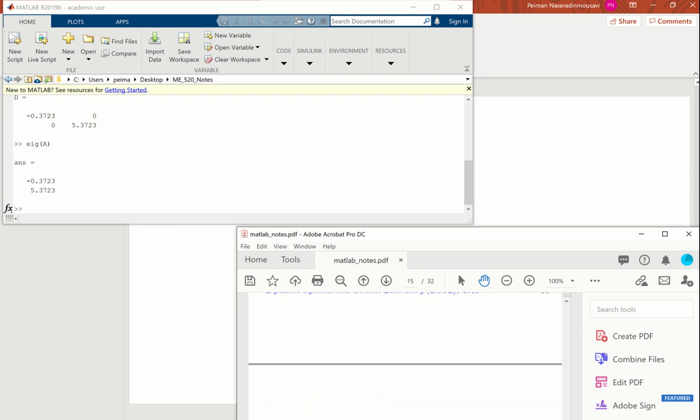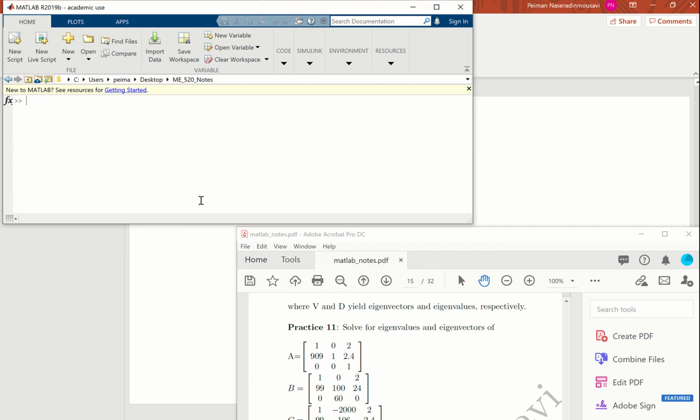And this is the command eig, that's right. But guys, look here. If I say A is 1, 0, 2, I'm talking about this 3 by 3 matrix, and 9, 0, 9, 1, 2.4, 0, 0, 1. It is a 3 by 3 matrix. If I type only eig, it only gives me the eigenvalues. Understand? Here it is 1, 1, 1. But if I type V and D is equal to this, it gives me the eigenvectors: first eigenvector, second eigenvector, and third eigenvector. And the eigenvalues: 1, 1, 1.